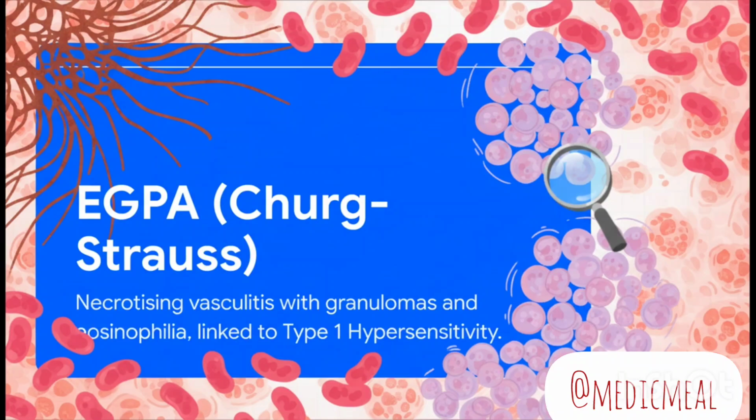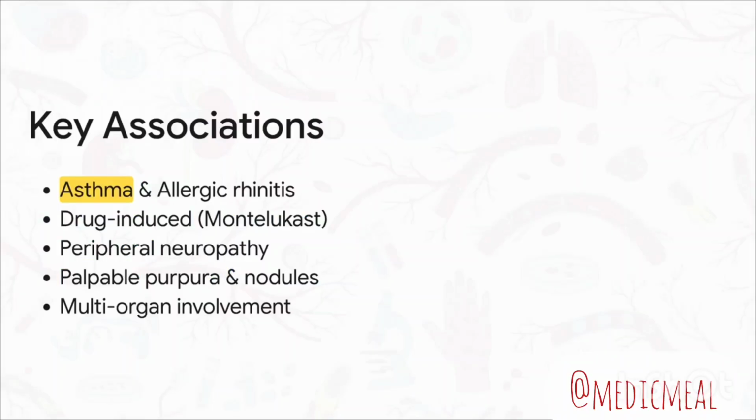The whole process is usually kicked off by a type 1 hypersensitivity reaction. Yep, the exact same mechanism that's behind common allergies. And that allergic connection is a huge clinical clue. EGPA is really strongly linked with a patient history of asthma and allergic rhinitis. It's also been tied to certain drugs, like the asthma med montelukast. Clinically, you'll often see peripheral neuropathy, specifically a weird pattern called mononeuritis multiplex. On the skin, you'll see that palpable purpura we just looked at, and maybe some subcutaneous nodules. And because this is a multi-system disease, it loves to hit the lungs, skin, and heart.